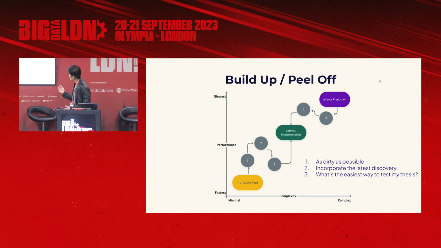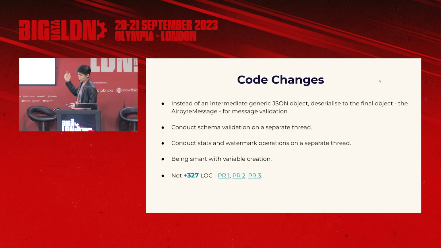The key here is you want to be as dirty as possible, throw out all the good software engineering principles, write atrocious code is fine. Always incorporate the latest discovery, and always ask yourself, what's the easiest way to test my next thing? Either adding features or removing features. And this is the eventual sort of change set we landed on, right? 3 PRs, all open source because we're an open source company. You can go look at my code, either praise me or critique me. I welcome feedback. In total, 300-ish lines of code.